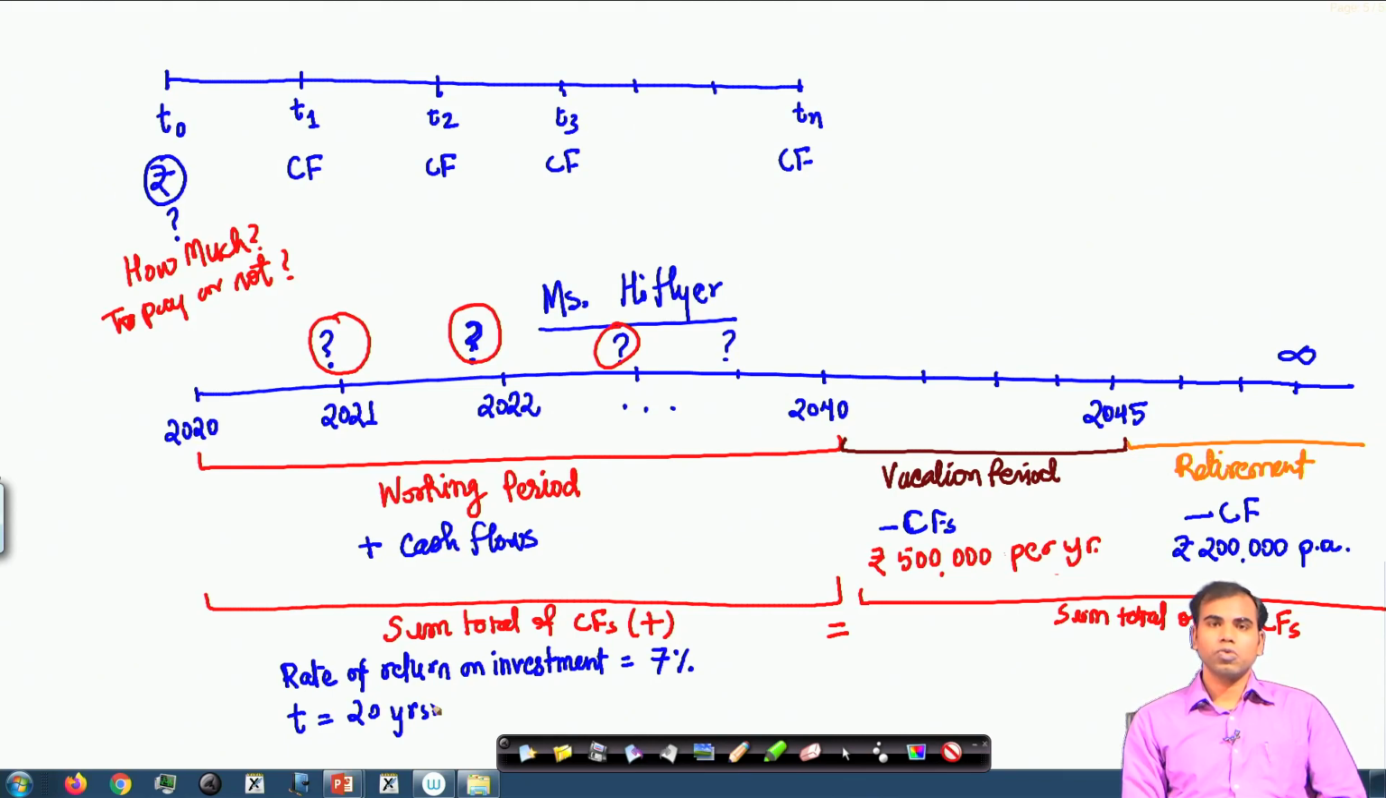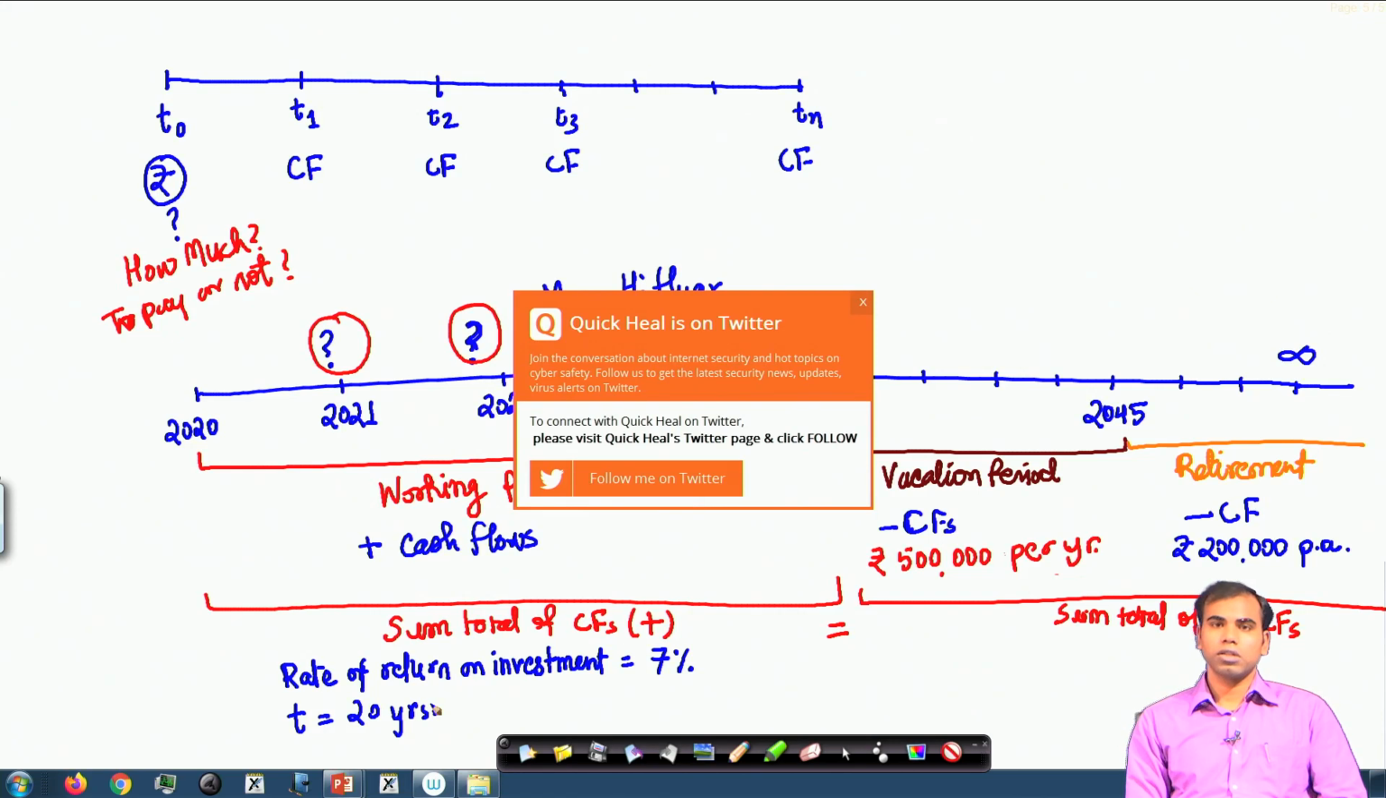So, your job is to advise Miss High Flyer how much money she should save every year from 2021 till 2040, so that the amount saved and invested should be sufficient to cover all her expenses during her 5 years of vacation period and the infinite period of her retirement.